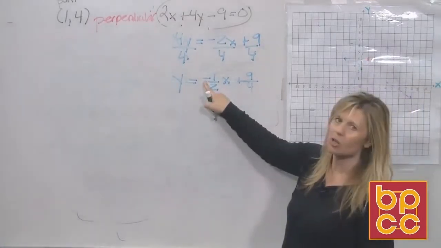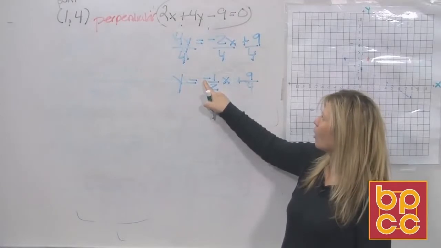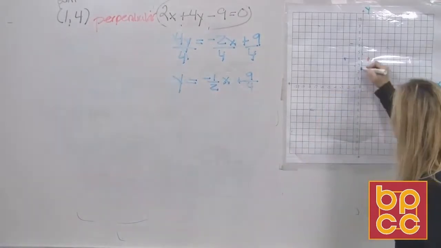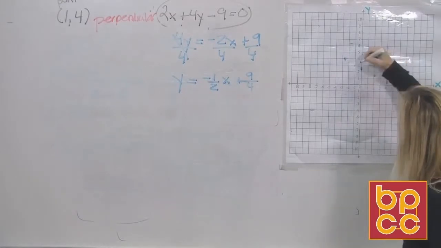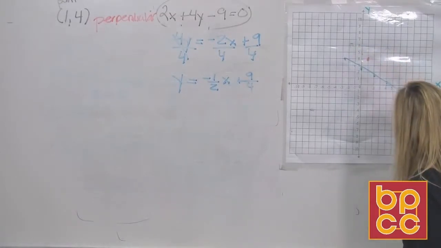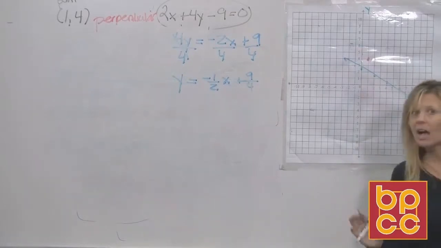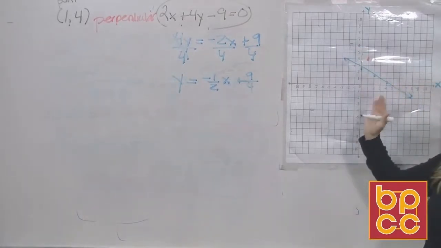The slope tells you how to move. I'm going to go down 1 to the right 2. Down 1 to the right 2. Down 1 to the right 2. Okay. So now all I've done is get a visual of the 2 clues.